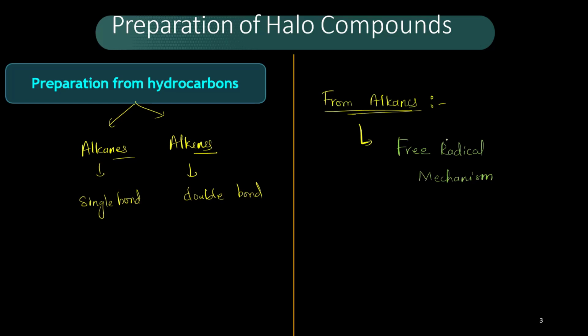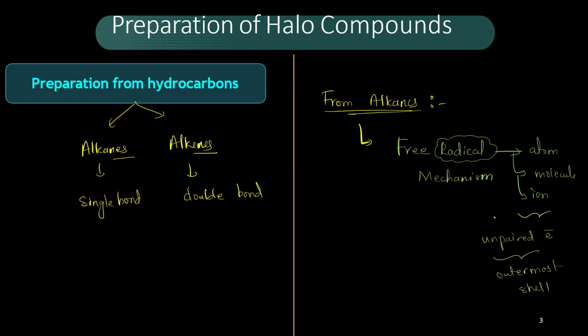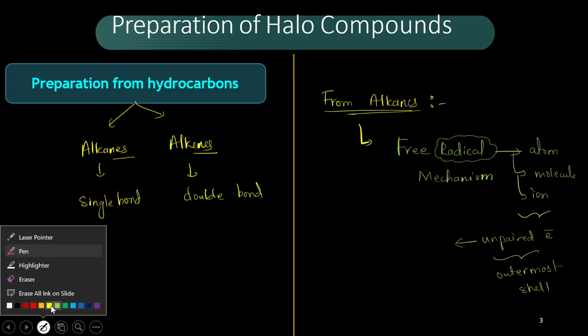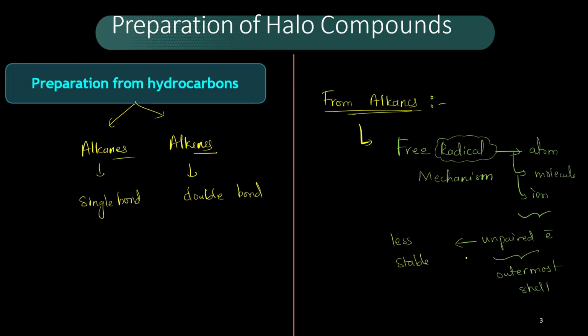What is a radical? Any idea? An atom or molecule or ion which has unpaired electrons in its outermost shell. Simply to say, a radical is nothing but an ion. It can be a positive ion or a negative ion. Remember, for a radical, unpaired electrons are present in the outermost shell. And whenever an atom, molecule or ion contains unpaired electrons, it will remain very less stable. Yes or no? So whenever an atom has unpaired electrons in its outermost shell, it will be very less stable.